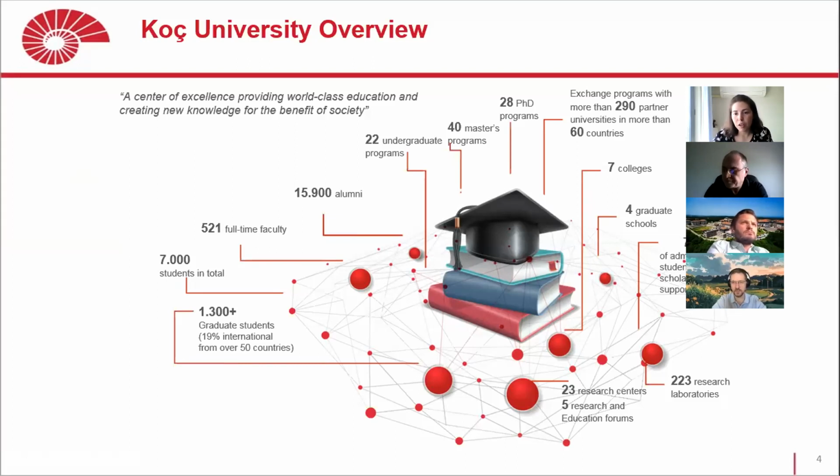For that, we have a very large number of laboratories and research centers, of which today we're presenting you more information about one of them. And currently we have 4 graduate schools, and today we're going to be talking briefly about the Graduate School of Sciences and Engineering, which is where we host PhD and master programs related to computer science, computer engineering, computational sciences, and other related fields.